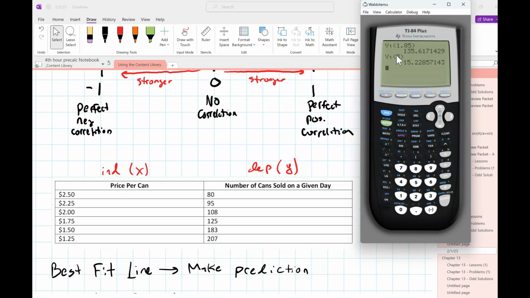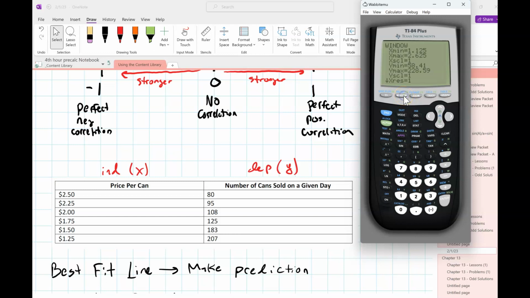What if I wanted you to predict what I could charge if I needed to sell 50 cans? So the 50 is a what kind of variable? It's a y variable. So to figure this out, what I'm going to do is go back to the y equals menu. And in y2, I'm going to type 50. Okay, I'm going to press graph, and oh no, I don't see anything that changed. Where's my horizontal line for y equals 50? Well, I can't see it because the window's hiding it, right?